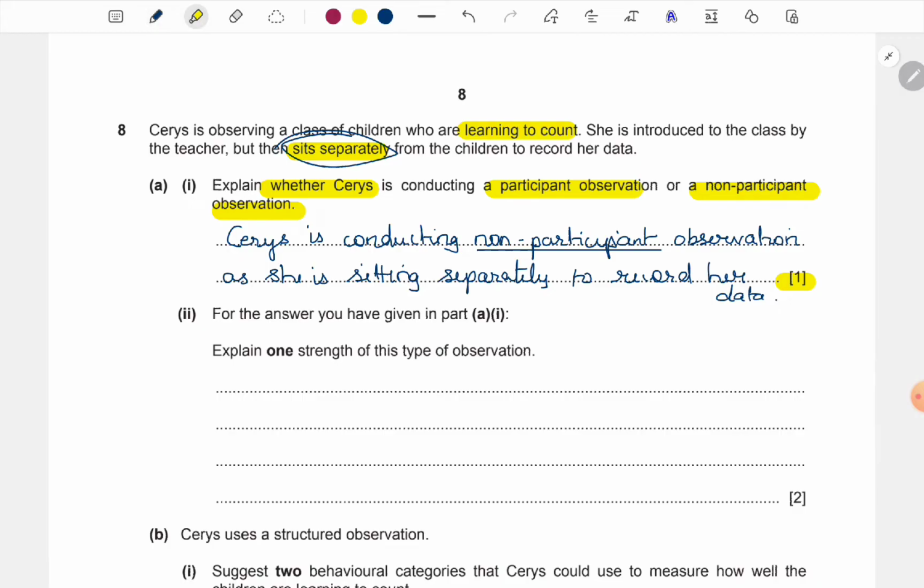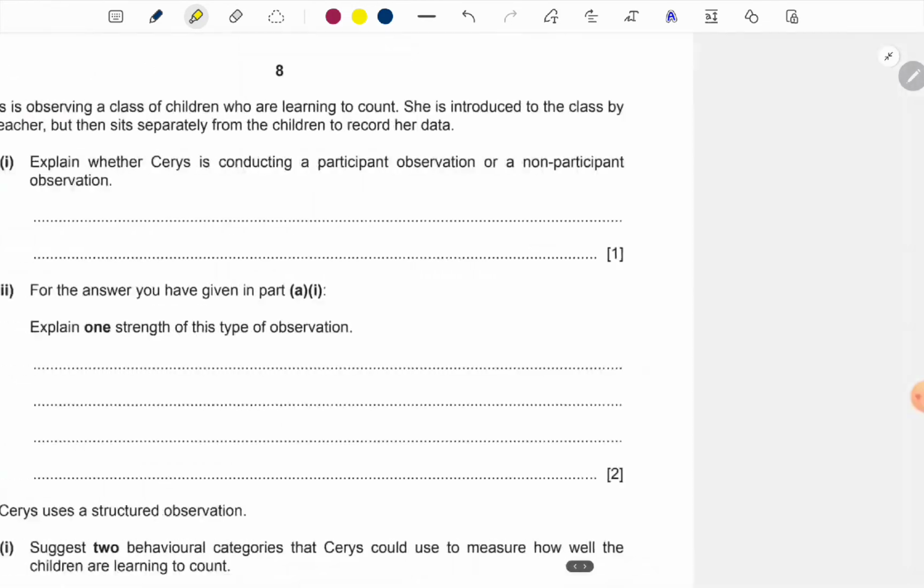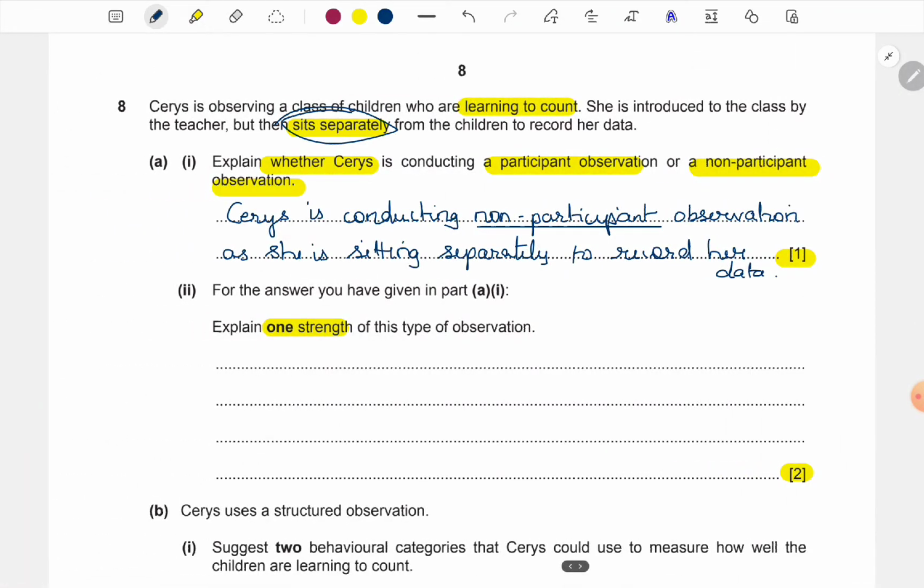Okay, next is for the answer. Explain one strength of this type of observation. Non-participant observation you must have learnt well in your research methods chapter, and you must be knowing the benefit is that the researcher is unbiased. In non-participant observation, of course not absolutely unbiased, but relatively less compared to a participant observation. What is important is to link it to the scenario and give.